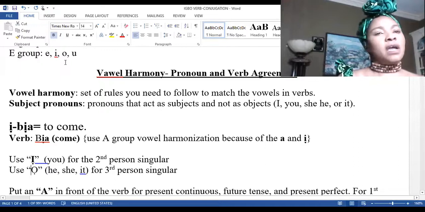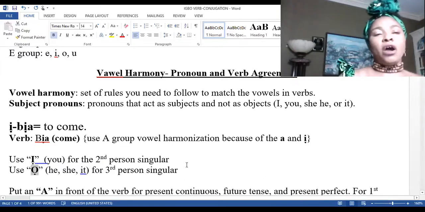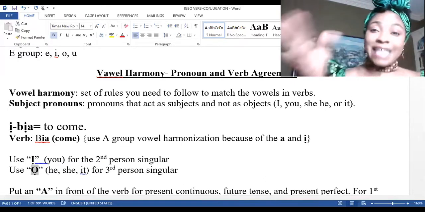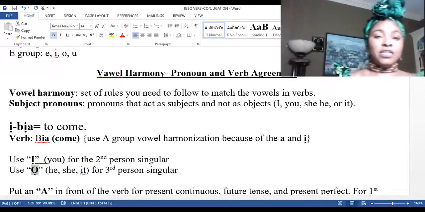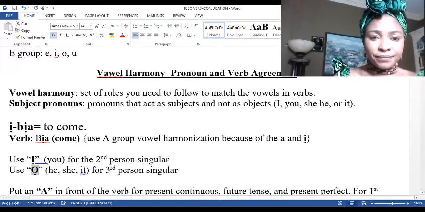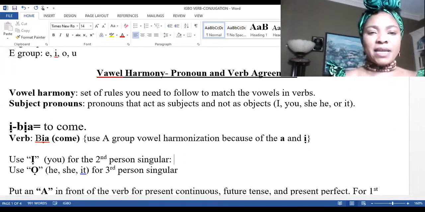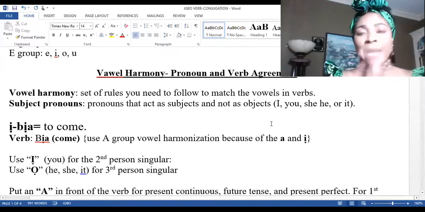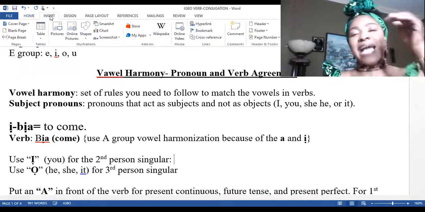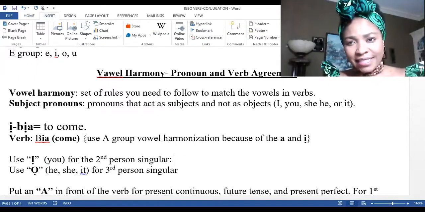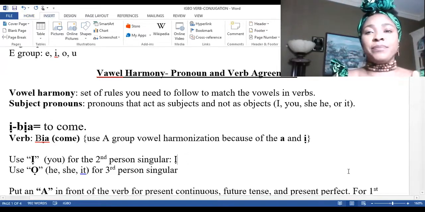It goes with the vowel and then pronouns and then the verb. Okay, so whenever you're saying you, that's second person. Whenever you're saying he, she, or it, that's third person. Okay, so now let's give an example here. I is gonna be in capital, and capital I in Igbo is this letter. It's the big I with a dot underneath. Okay, so this is how you write capital I in Igbo.